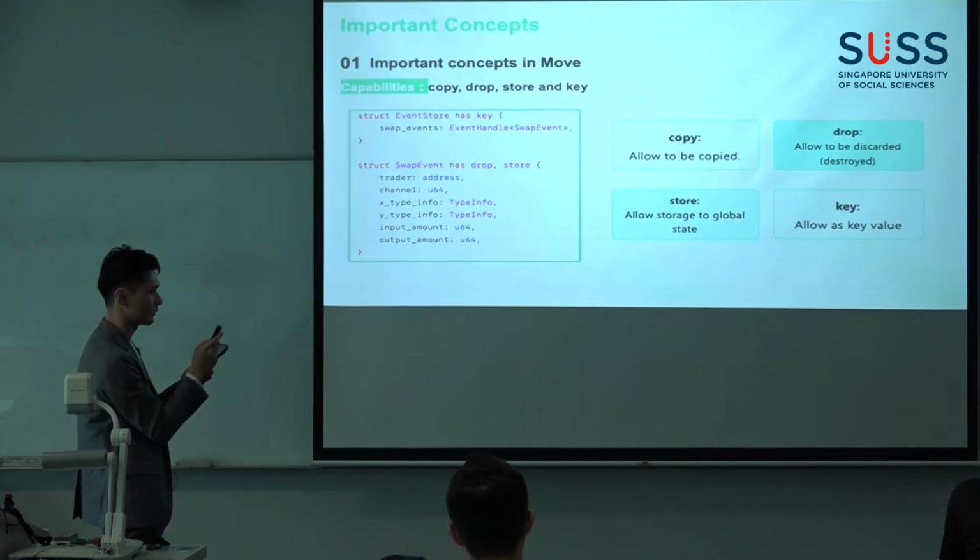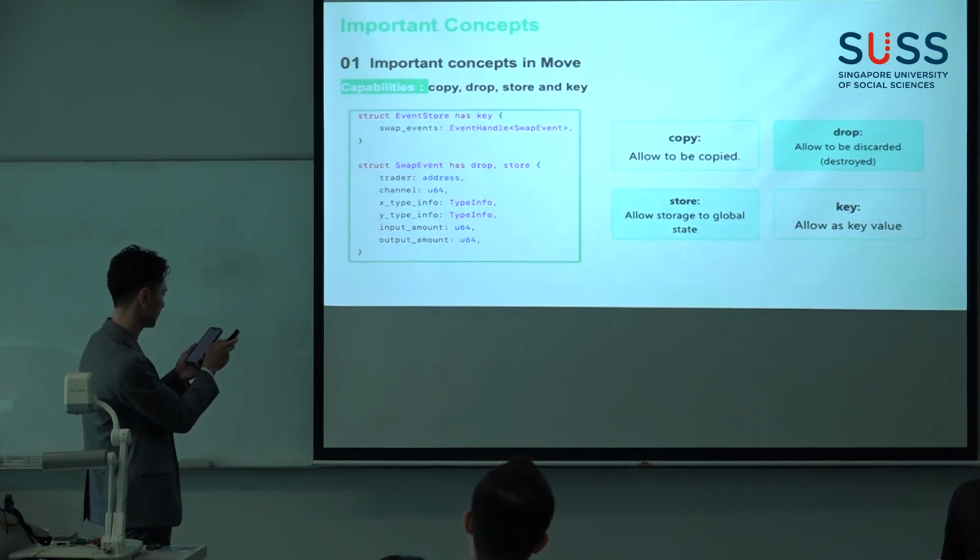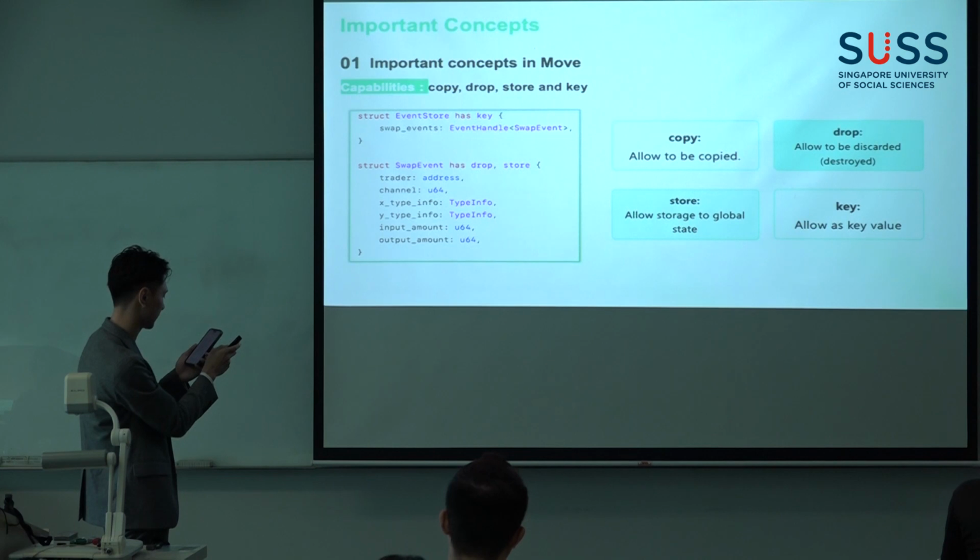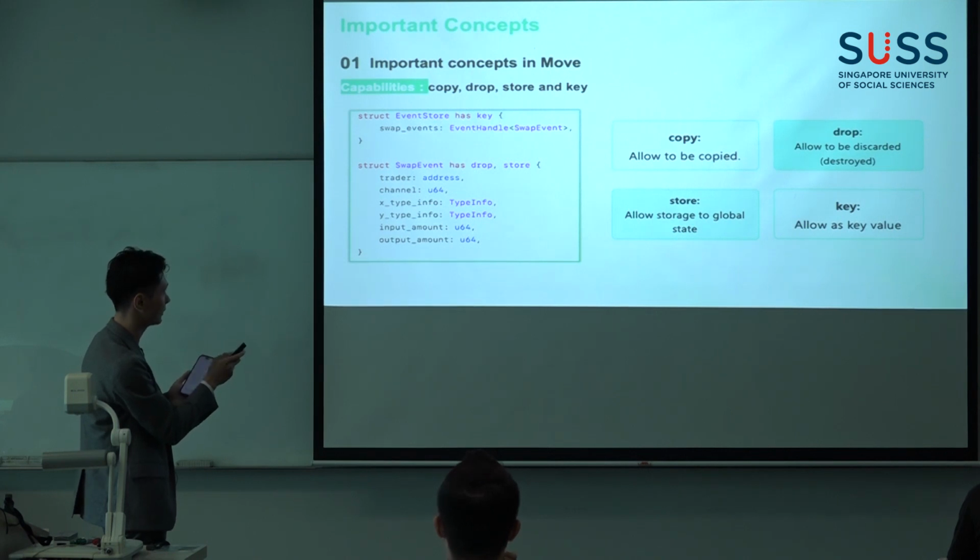Key is a brand new concept in Move. And store allows an object to be stored under another object. You can think of structs as boxes, and store allows this particular box to fit inside another box. Drop allows an object to be quietly destroyed. Simply allowing the object to go out of scope will destroy it.